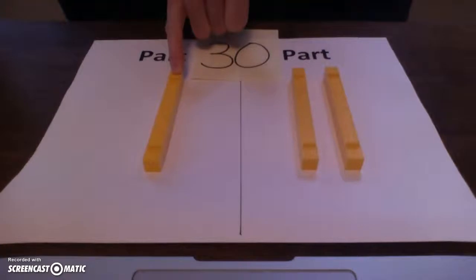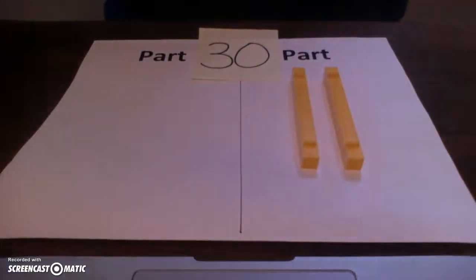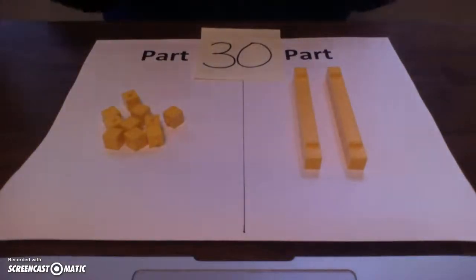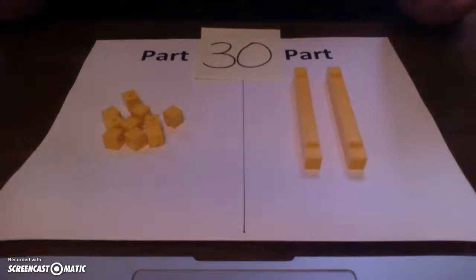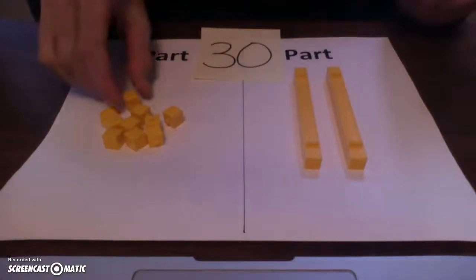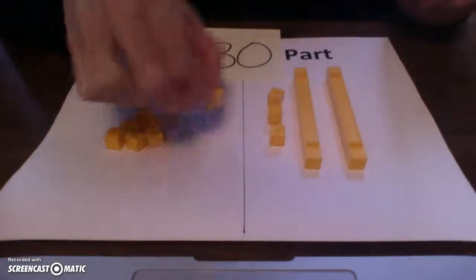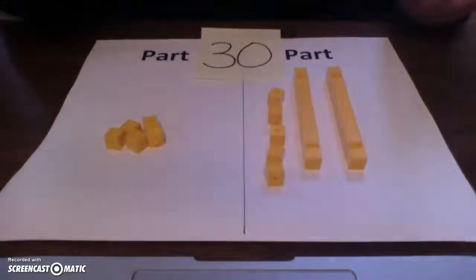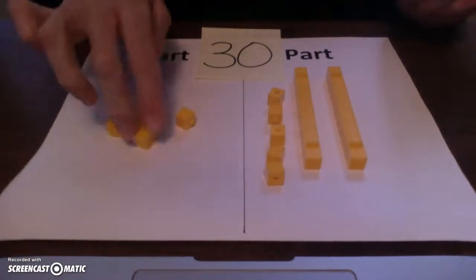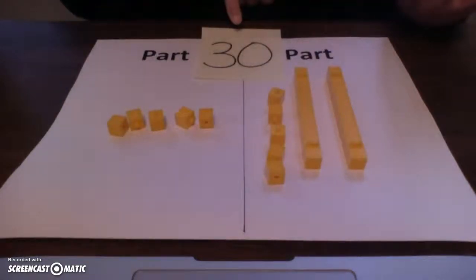Another way I could make 30 is I could trade this 10 rod in for 10 cubes, and that can help me make it in many different ways. So for example, right now I still have 20 and 10, but I could move 5 cubes over, and now I have 5 on this side and 25 on this side. That's another way to make 30.